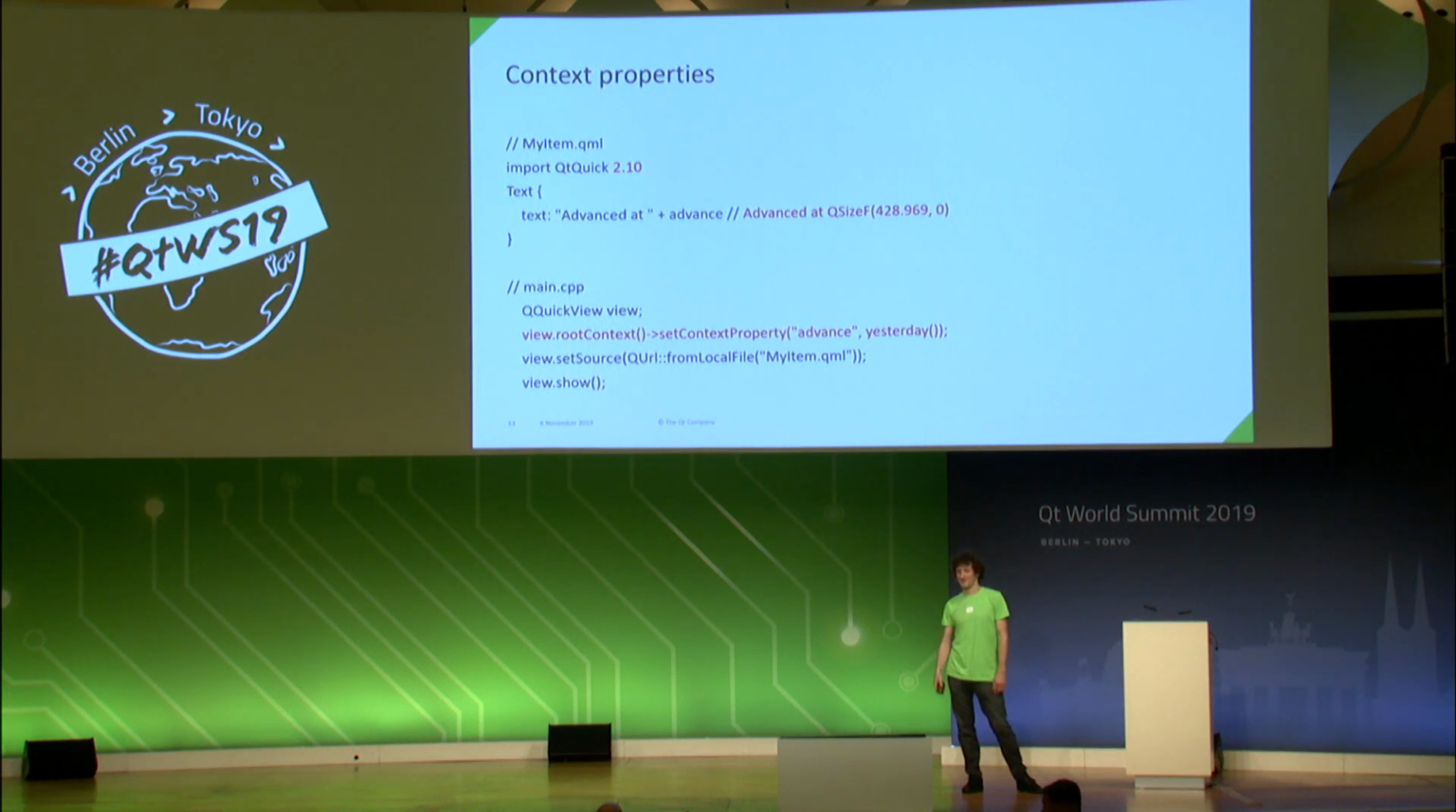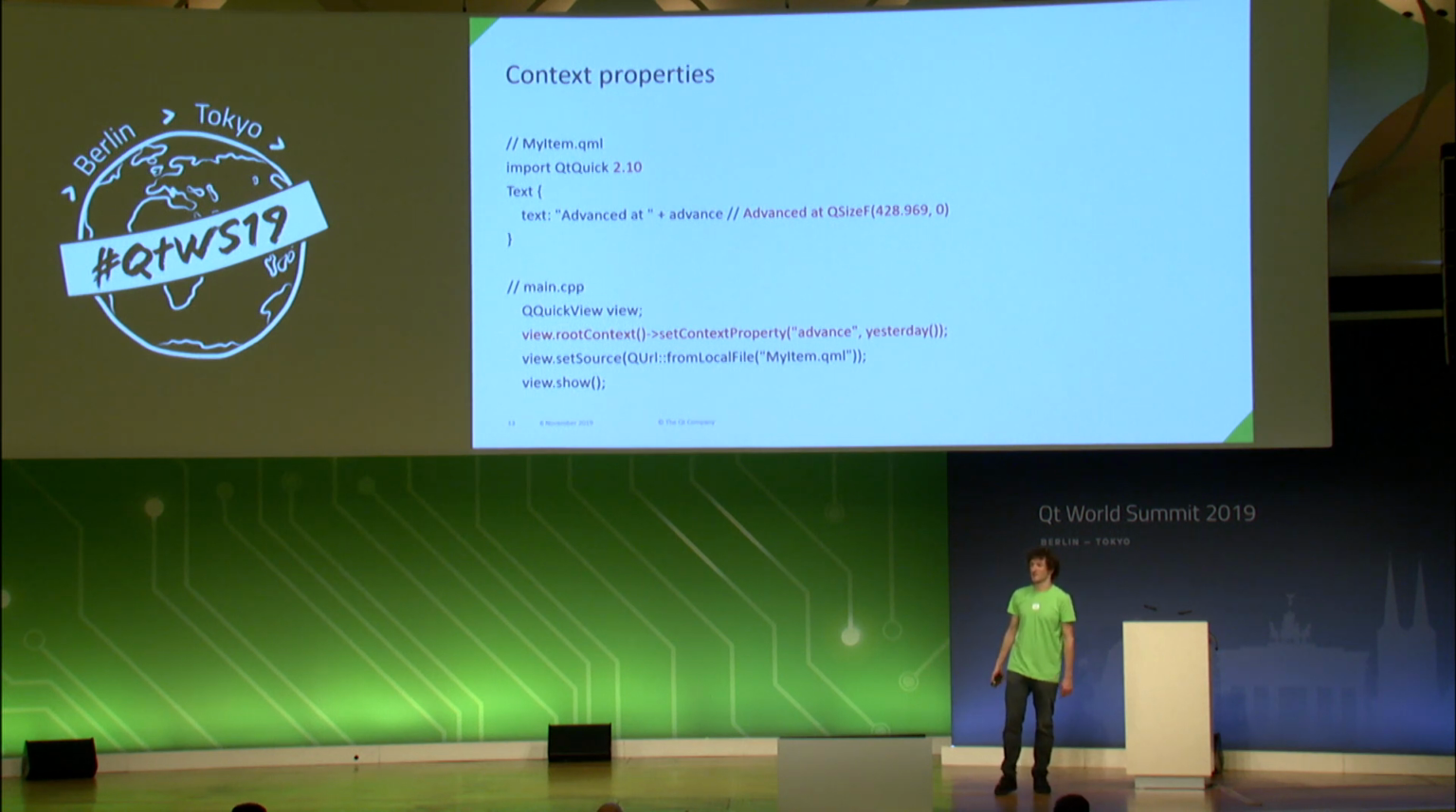Yeah, that's why it's right here. You shouldn't do that. But people do that. So basically, set context property will be like this method, set context property. This will be deprecated in 5.15. The next slide.